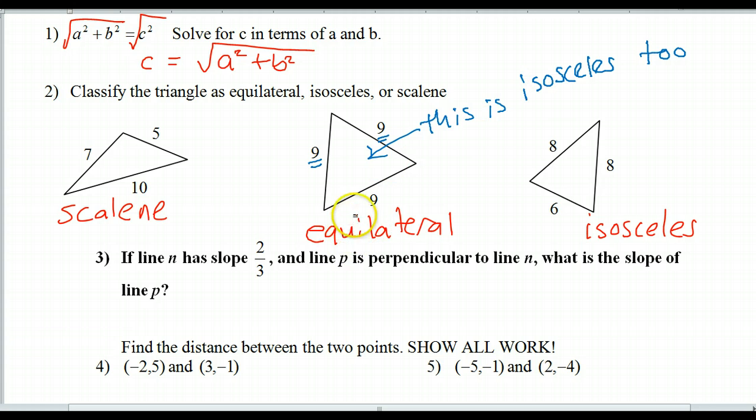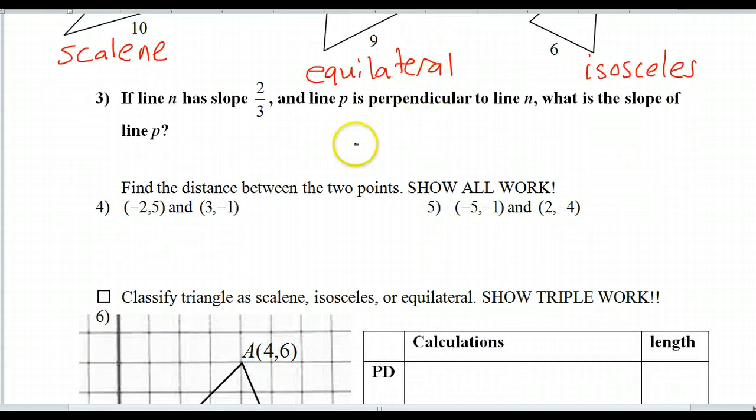But if I asked you a yes or no question, and if I said, is this an isosceles triangle? Yes or no? You would have to say, yes, this is an isosceles triangle. Now, if I said classify this and be as specific as possible, you would go ahead and put equilateral to be specific. Now, look at number 3.